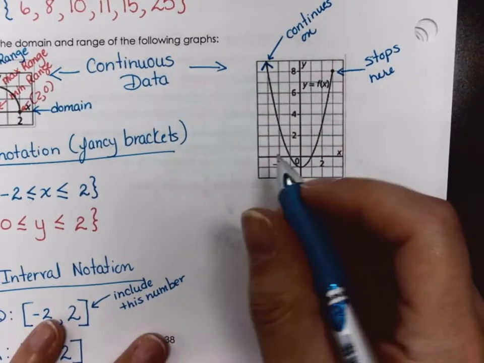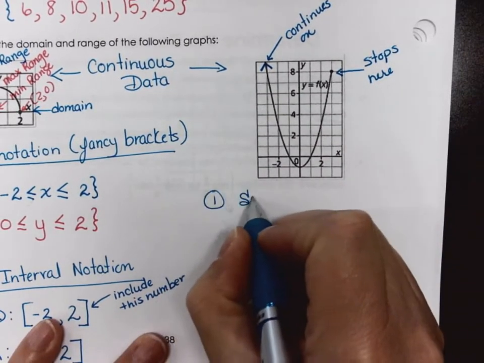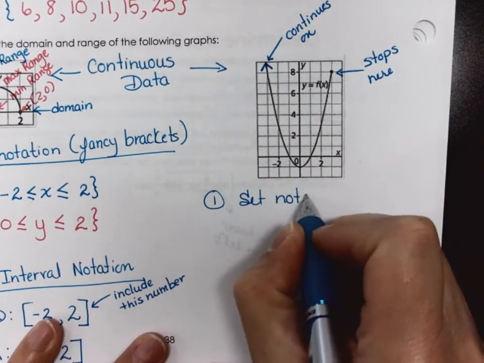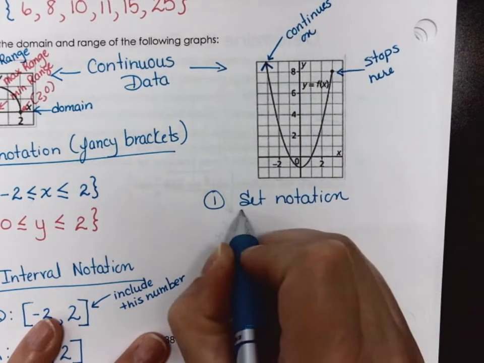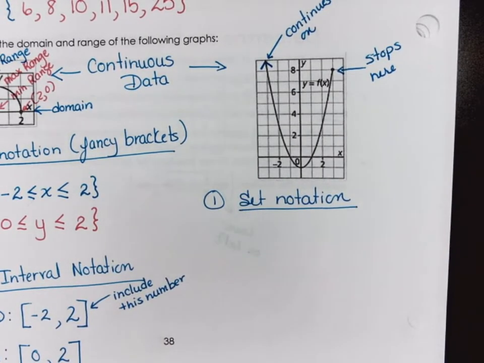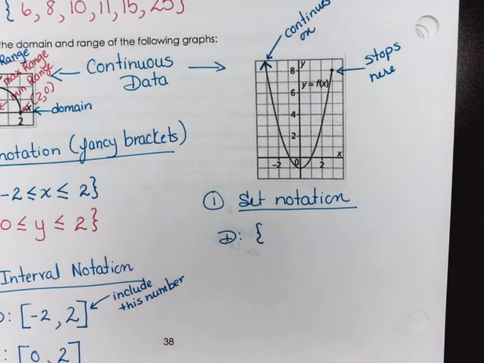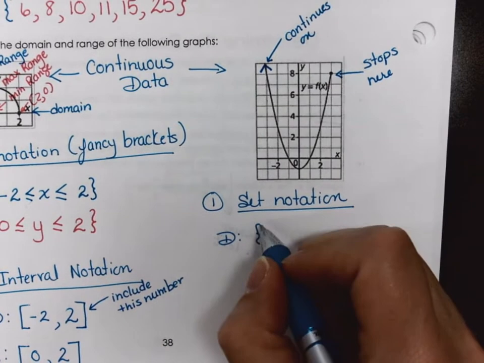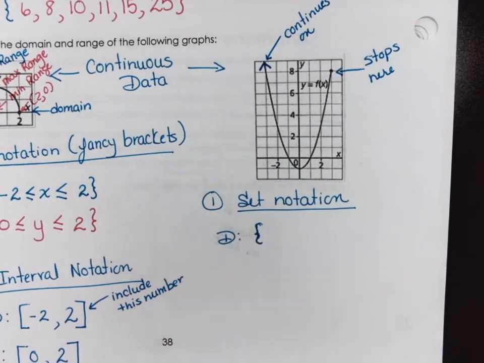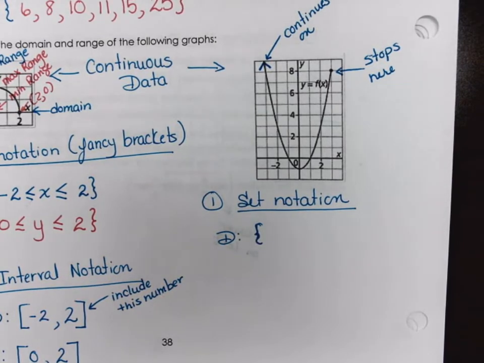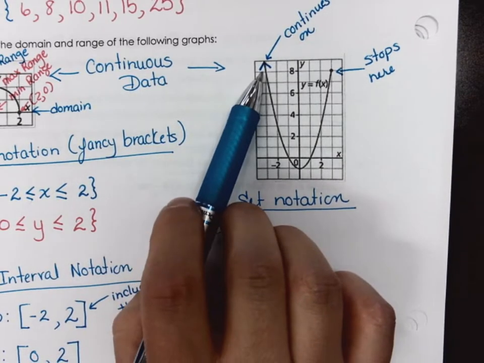Okay, so we're going to do option 1 first. We're going to do set notation first. We know set notation is our fancy brackets. So we're going to do a domain first. Open our, oh, that's a really bad fancy bracket. But you get the idea. It's fancy. Okay, how far do we go left on this graph? What's happening here with this arrow?